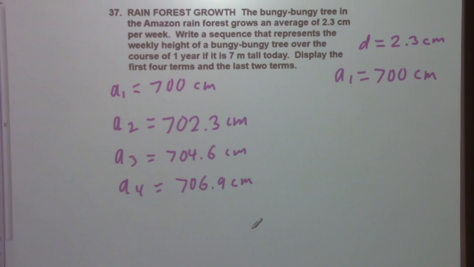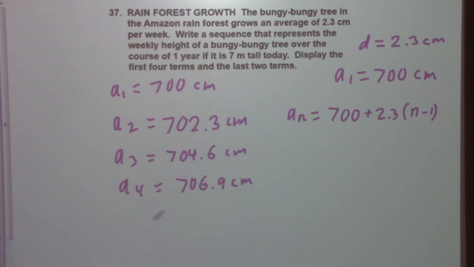And now it says the last 2 terms. Now how could we get the last 2 terms? We could continue adding, right? But class needs to end here in the next few minutes, right? Do we have time to add another, I don't know how many weeks till the end of the year? No. So what are we going to do instead? We're going to write a formula here. A sub n is equal to 700 times what? Plus what? 2.3 times n minus 1.